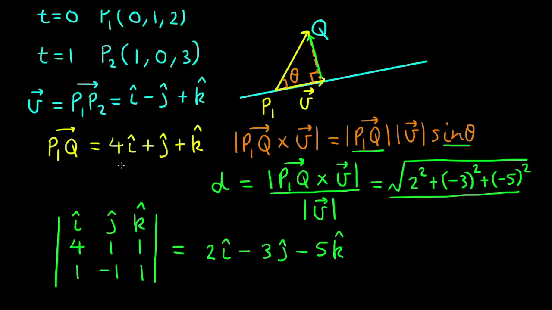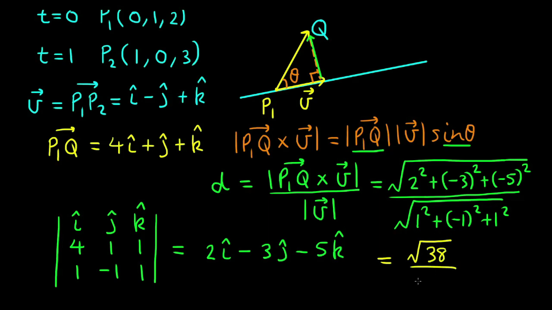And the magnitude of V is the square root of 1 squared plus minus 1 squared plus 1 squared. So in the numerator, we have the square root of 38 on root 3. So the distance from the point to the line is around 3.6 units.